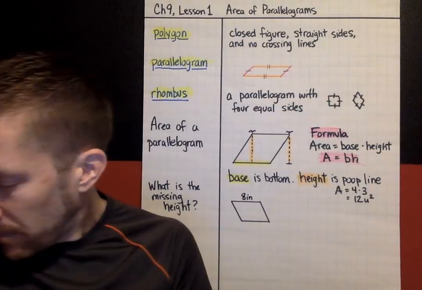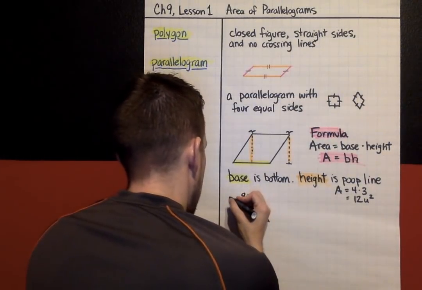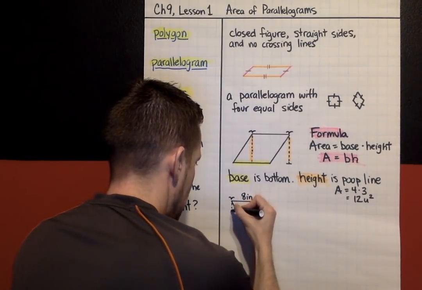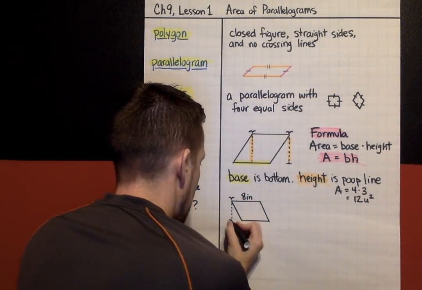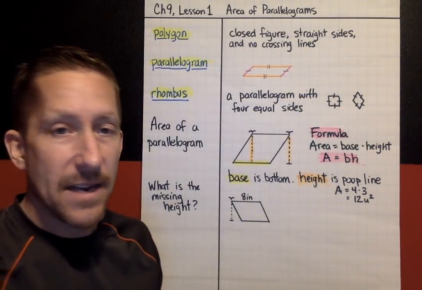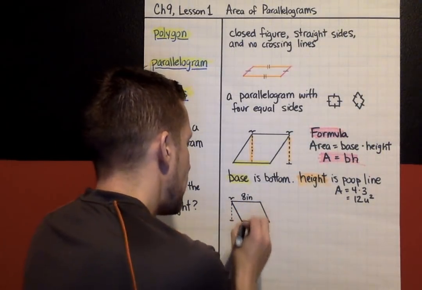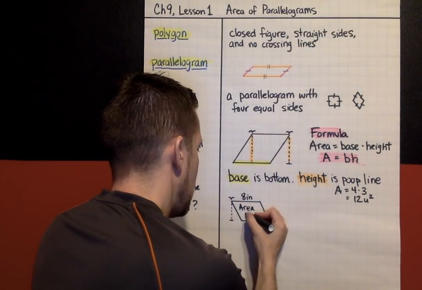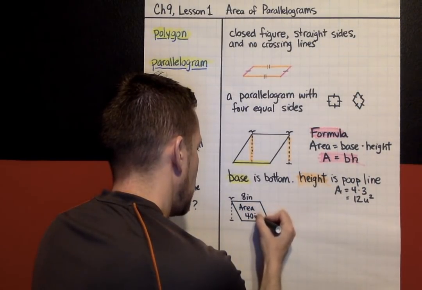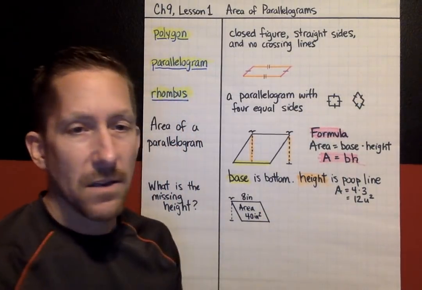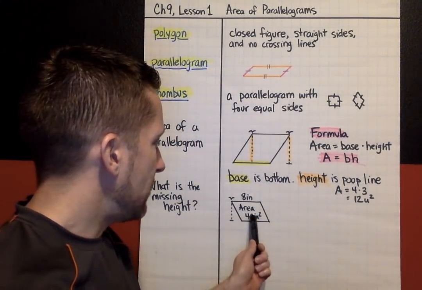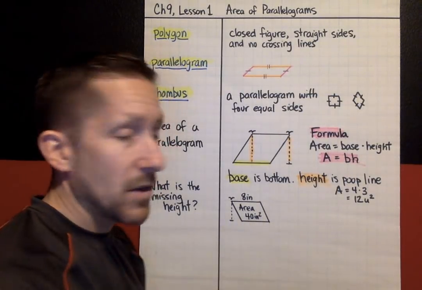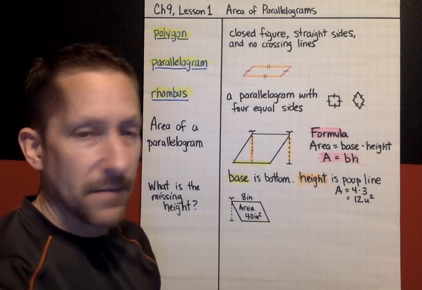And I'm going to have a bird right here. And if that bird pooped, it would come straight down. So that line is the height. I don't know what that is yet. The area of this parallelogram, I'm going to write on the inside, the area is 40 inches squared. So I know that the area of this parallelogram is 40 inches squared. I know that this side is 8 inches, but I don't know the height, the poop line.